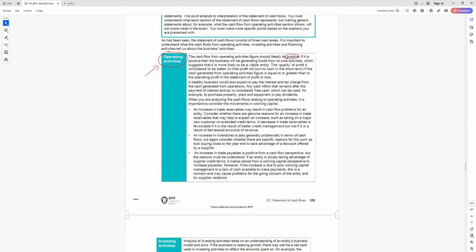Now the quality represents that there is no window dressing, or no made up figure. It's a real figure, it's a solid amount. The quality of profit is considered to be better in that profit will turn into cash in the short term. That means if I make a profit, very soon the profit will be turned into cash.